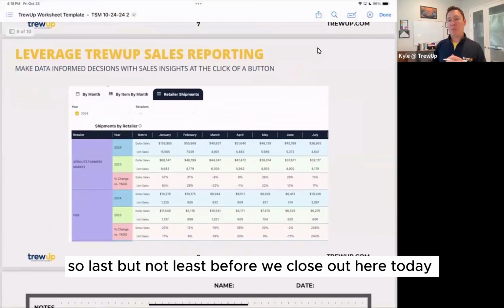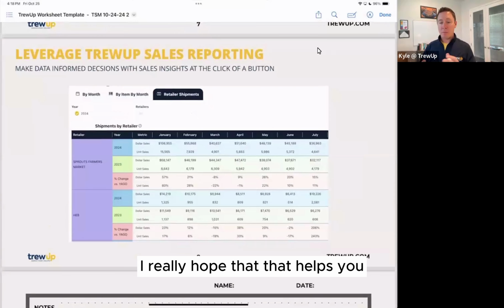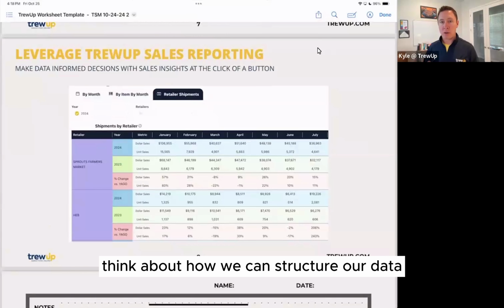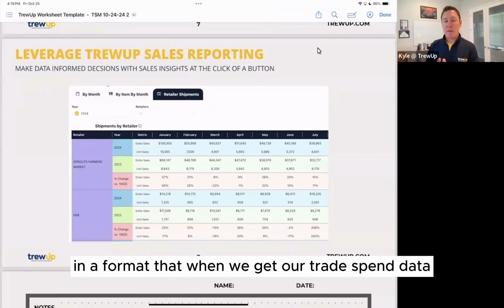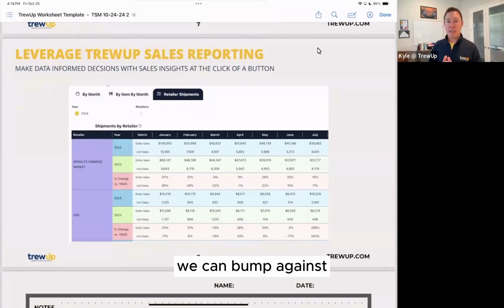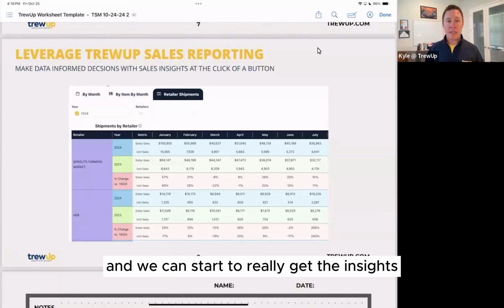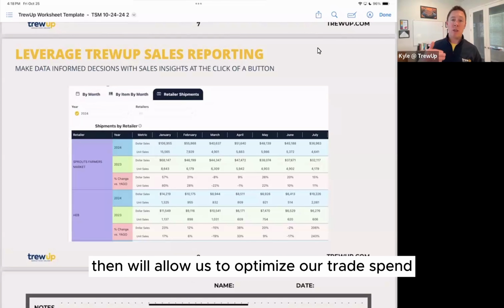So last but not least, before we close out here today, I really hope that helps you think about how we can structure our data so that we can have the information in a format that when we get our trade spend data, we can bump against, and we can start to really get the insights, which then will allow us to optimize our trade spend.